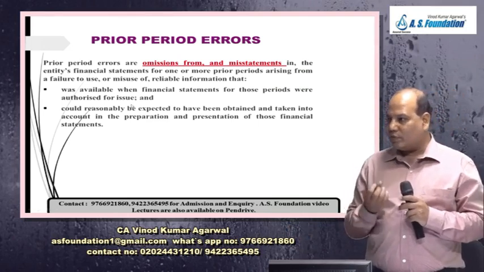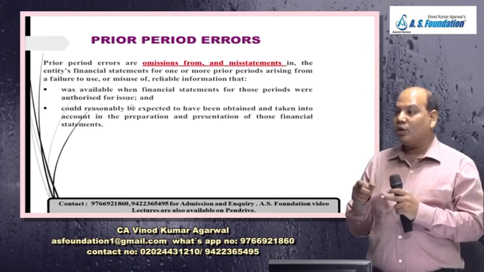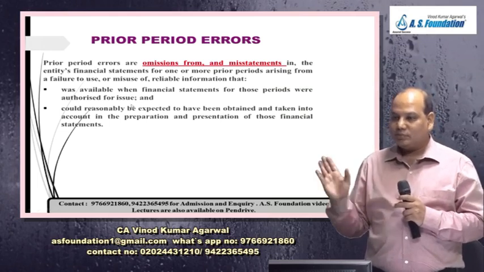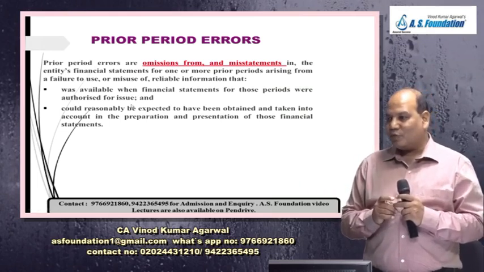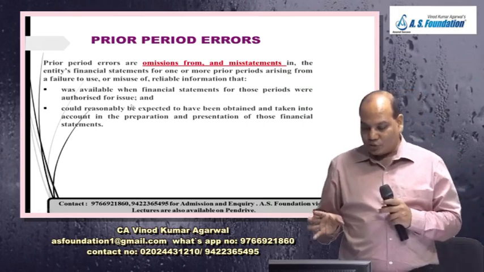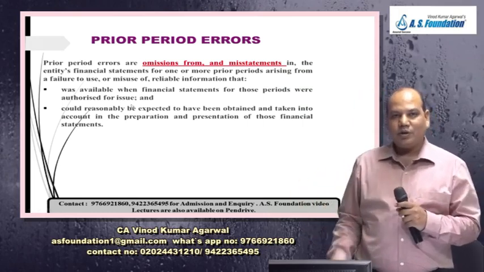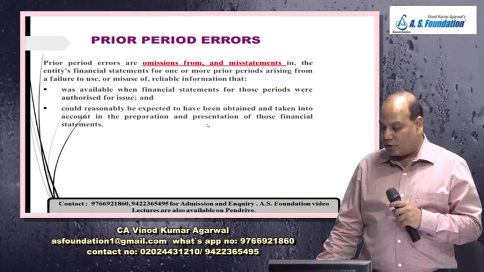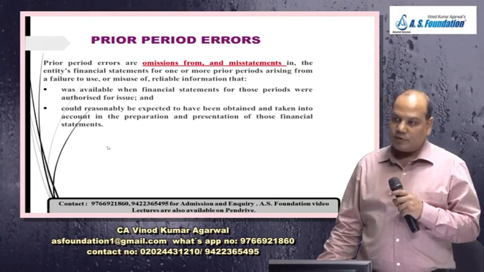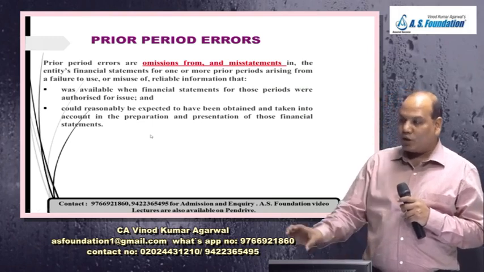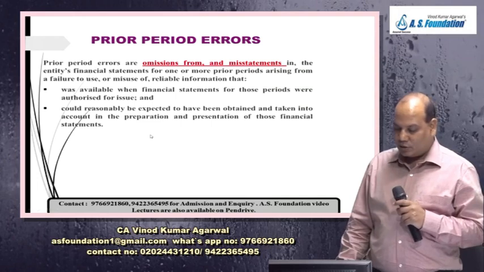Not used: a purchase invoice you have received, but you failed to record the transaction. Misused: you have received a purchase invoice for machinery, and you have debited the purchase of goods account. So you have misused the information. Not used means not recorded only. Misused means it should have been capitalized under property, plant and equipment, and you have recorded it as a normal expense. And it could reasonably be expected to have been obtained and taken into account in the preparation and presentation of those financial statements, which means with little care, little alertness, you could have avoided this error or misstatement.